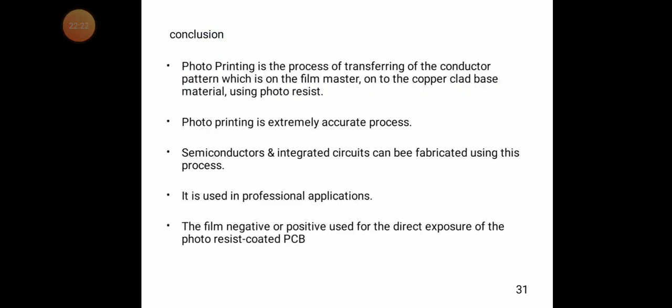Photo printing is the process of transferring the conductor pattern which is on the film master onto the copper clad base material using the photoresist. The conductor pattern goes directly to the copper clad base. Photo printing is extremely accurate. It is used for semiconductor integrated circuits and professional applications, and the film negative or positive is used for the direct exposure of the photoresist PCB.